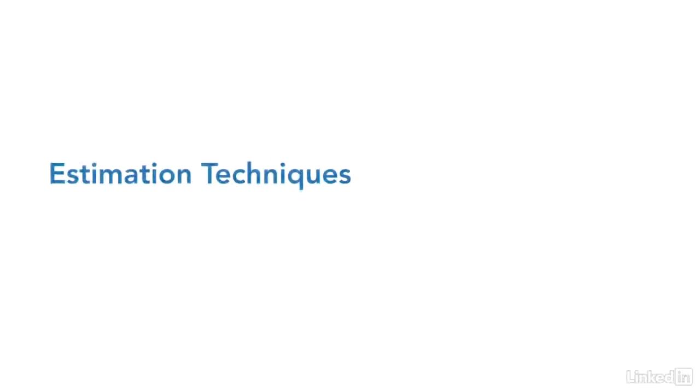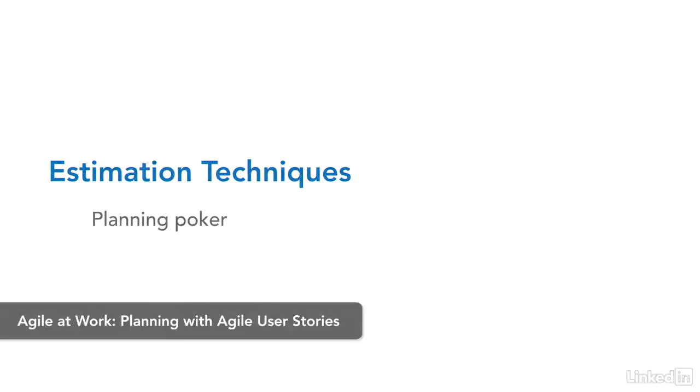Few teams actually use wideband Delphi for their estimates. Most teams use one of its related techniques. That technique is planning poker. It's the most commonly used Agile estimation technique. Check out this course for an in-depth explanation of planning poker.